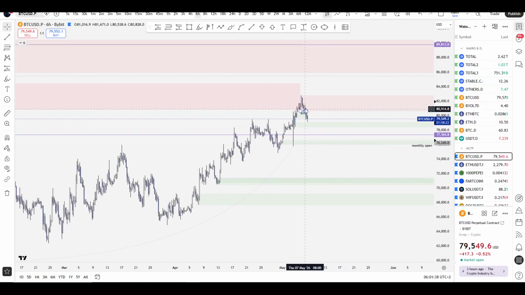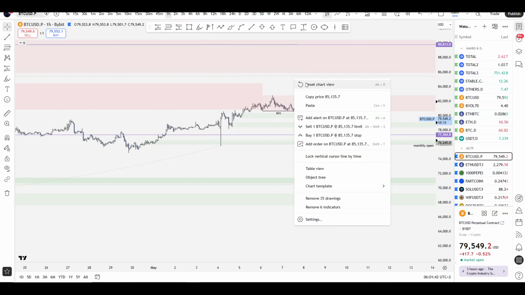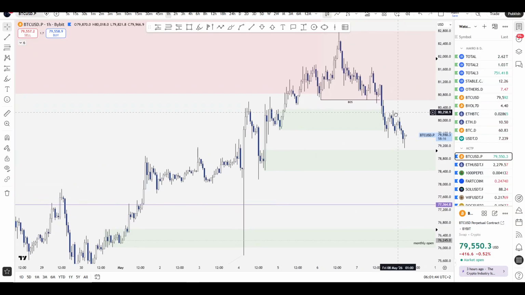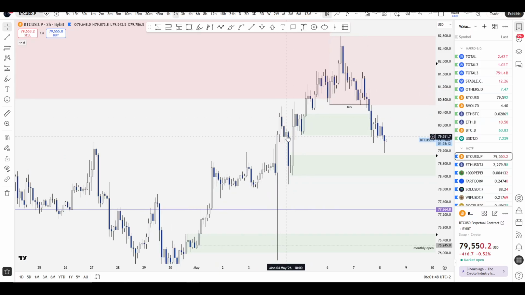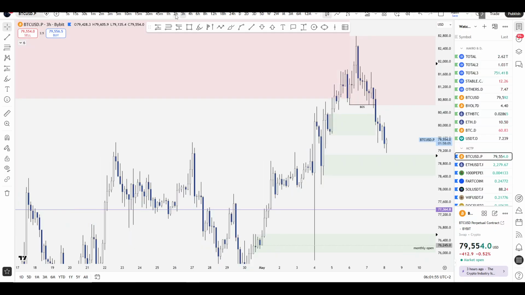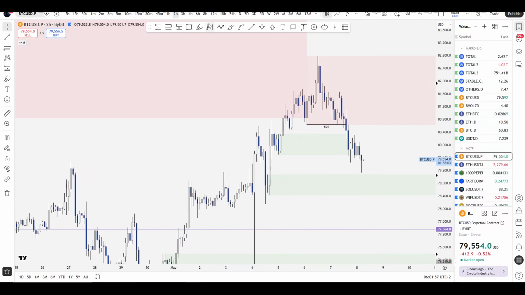and currently we broke 1 hour structure here. This is our 1 hour market structure low. Oh, it's even 2. Yeah, sorry, it's 1 hour on USDT, but it's 2 hour market structure on Bitcoin. We broke it. At first we front run it, went up, and then broke it.